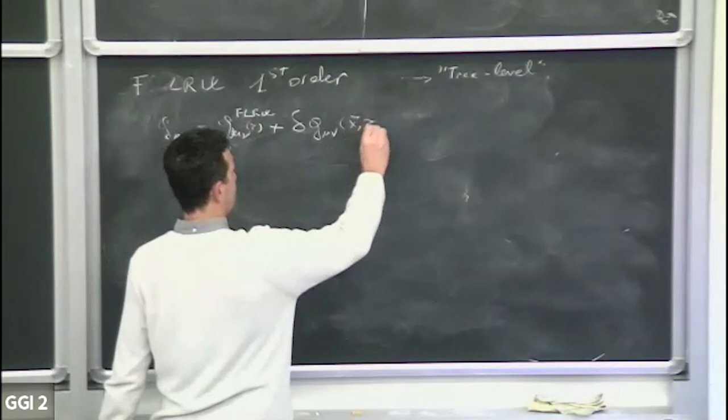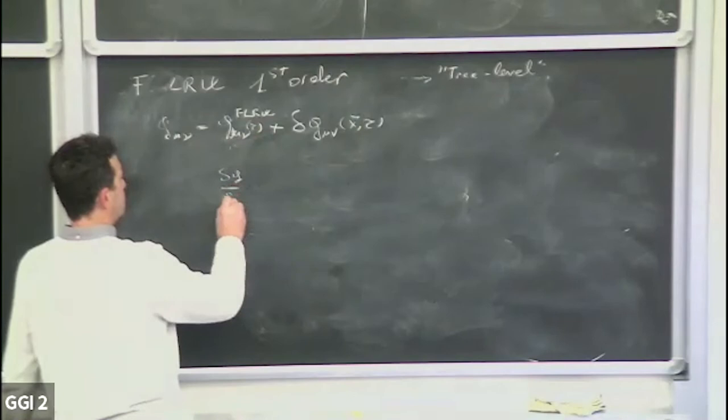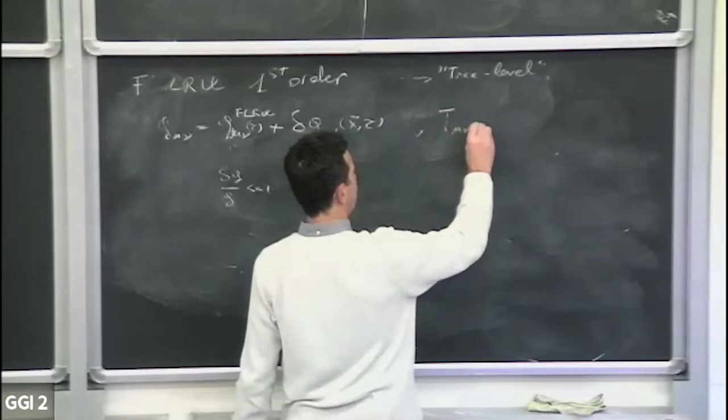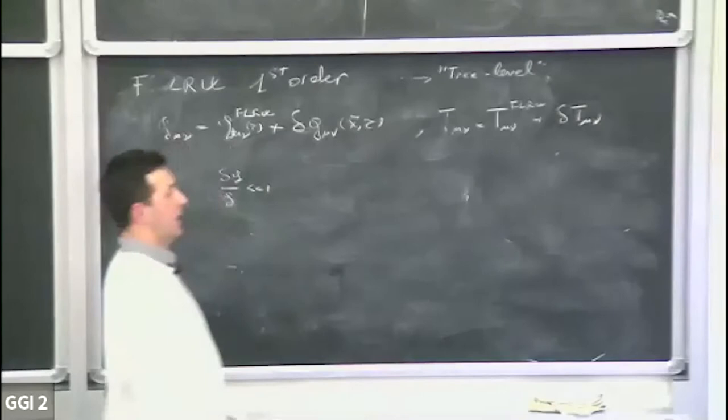And the second property that we would like, what I'm going to say now will hold only when delta G sub G is much smaller than one, because in this way I can perturb around this solution. And you have to do the same thing for the energy momentum tensor. So I use the energy momentum tensor that I just wrote to you before, plus delta T mu nu, okay?